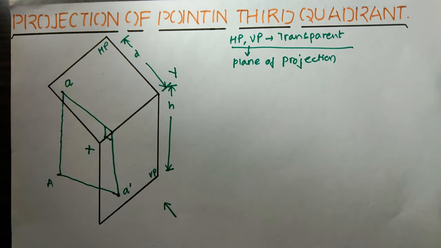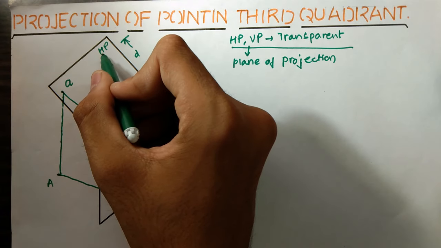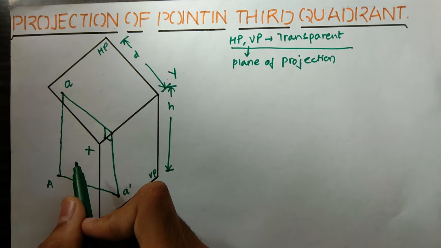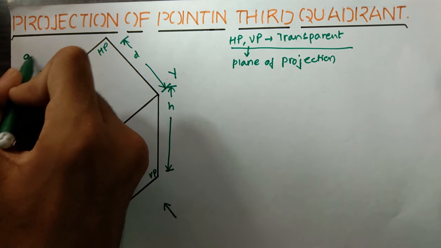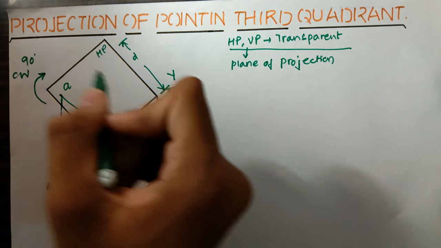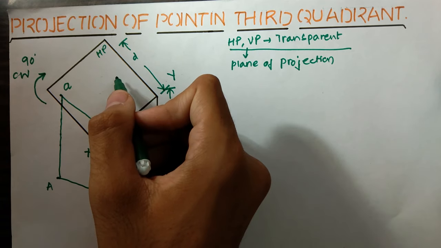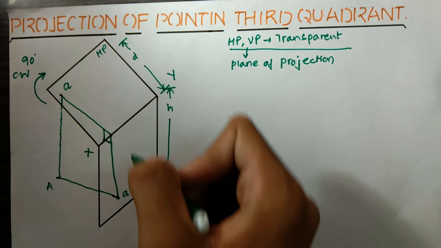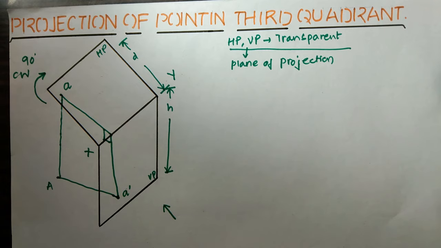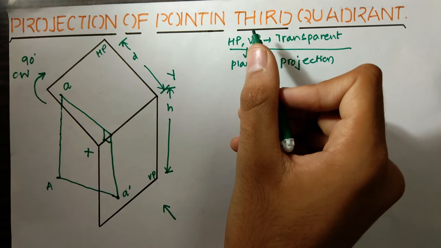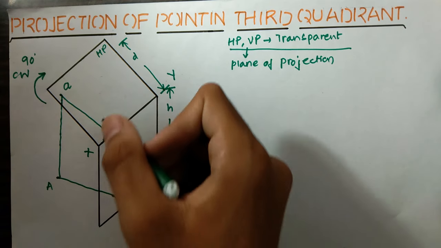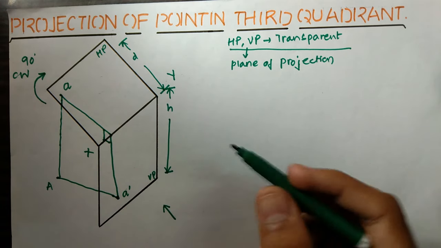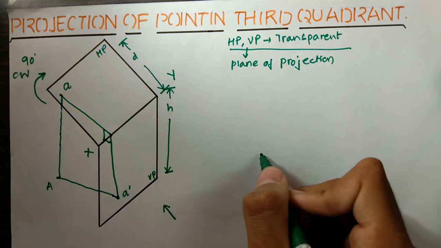Now, the next important step is to rotate this horizontal plane by 90 degrees in the clockwise direction. On rotating this horizontal plane by 90 degrees in the clockwise direction, the horizontal plane lies above the reference line xy and the vertical plane lies below the reference line xy. Hence, in the third quadrant, the top view must lie above the reference line and the front view must lie below the reference line. So let us join it.